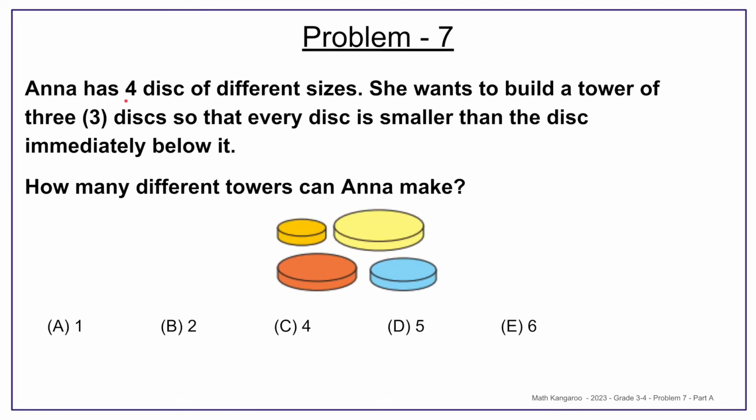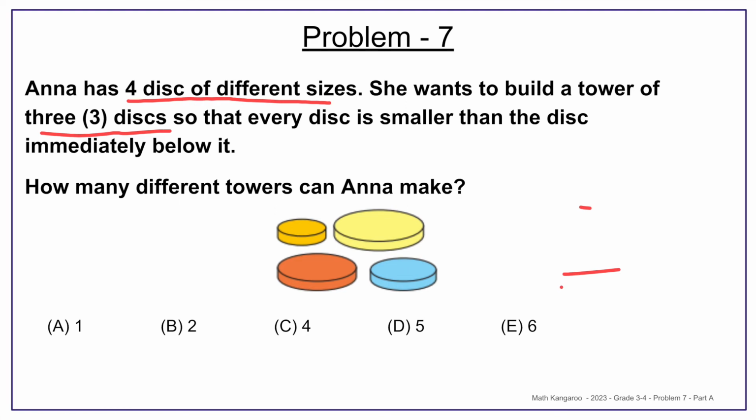Problem 7. Anna has 4 discs of different sizes. She wants to build a tower of 3 discs so that every disc is smaller than the disc immediately below it. How many different towers can Anna make? These are our options. Anna has 4 discs of different sizes and wants to build a 3-disc tower, with each disc smaller than the one below it. Since the order is fixed, largest at the bottom and the smallest at the top, we only need to count how many ways we can choose 3 discs from 4.